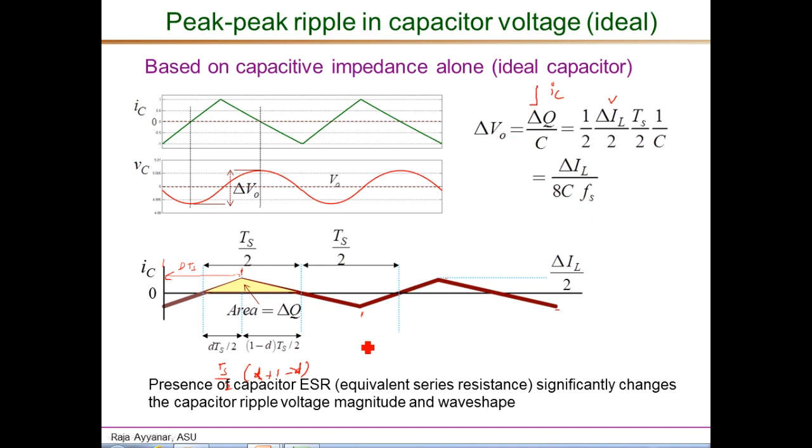And again, I repeat myself, the presence of non-idealities in the capacitors, especially the equivalent series resistance, significantly changes the capacitor ripple shape as well as the magnitude. That is something we will take up in a different video, when we look at how to design a capacitor for a given peak-to-peak ripple voltage specification.